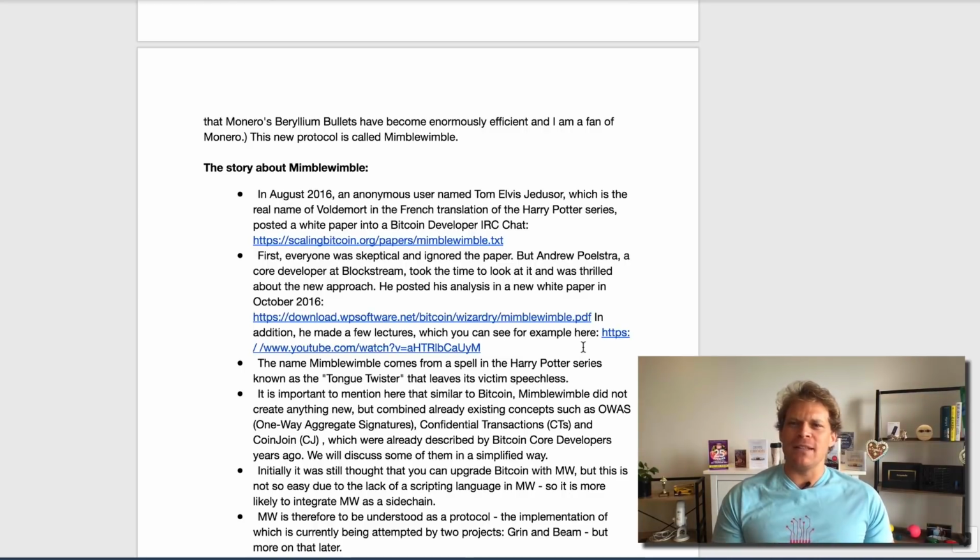And he dropped this paper into a Bitcoin developer IRC channel. Initially, everyone was kind of hesitant. It was like, not sure if we should touch this. But then Andrew Poelstra, a Bitcoin Core developer, who also works for Blockstream, grabbed it, looked at it, and he really liked the approach.